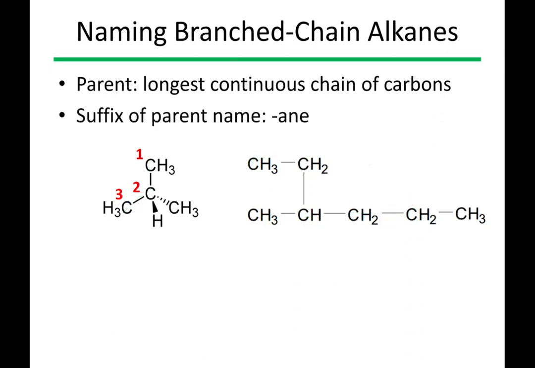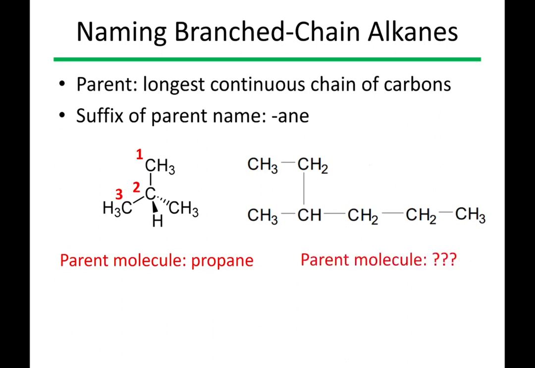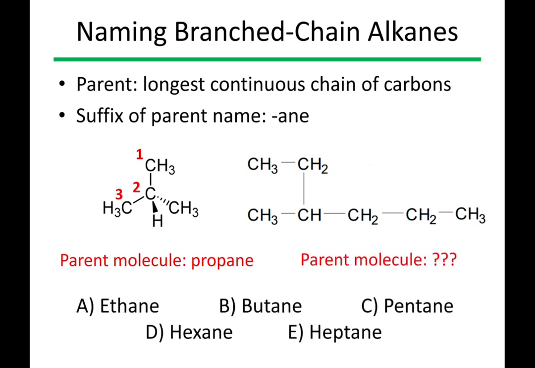So when we're naming these compounds, we'll name the parent based on the number of carbons in the chain, and then we'll add ane to the end. So the parent molecule in this case would be propane, and this one with the 6 carbons, what do you think the correct name would be? Yeah, so that's correct. In this case, it would be named hexane. We'd use the prefix hex for 6 carbons in the parent chain and then end it with ane.